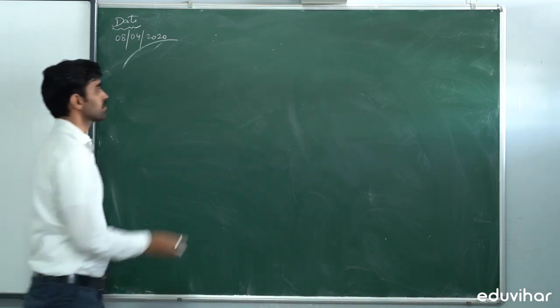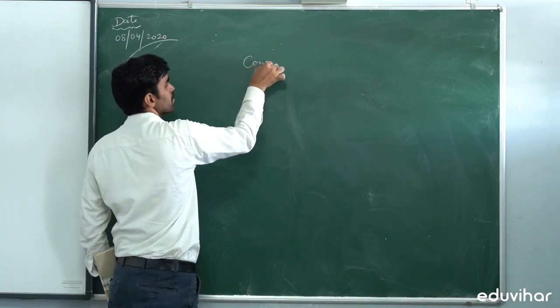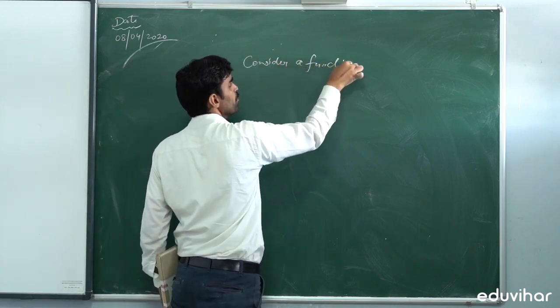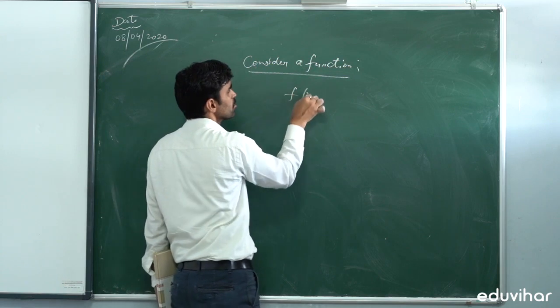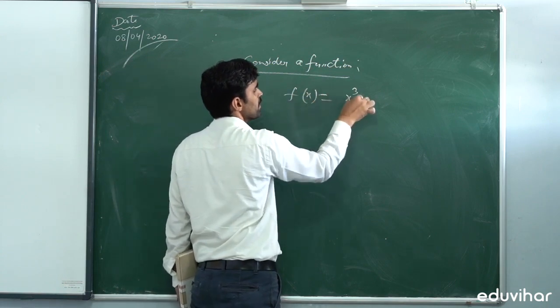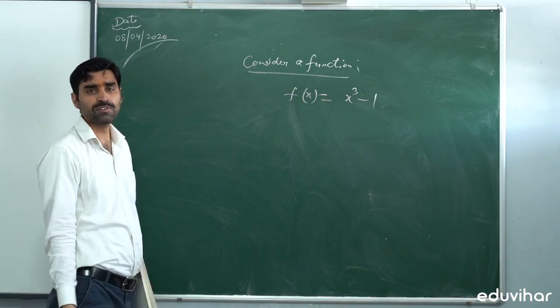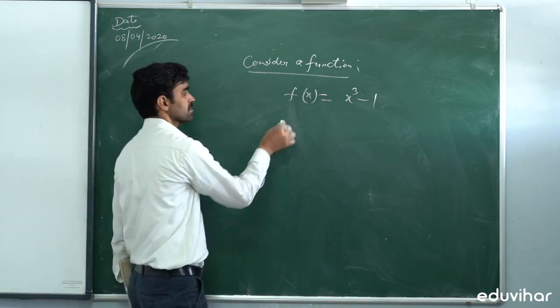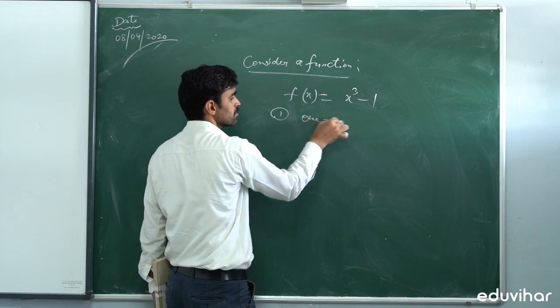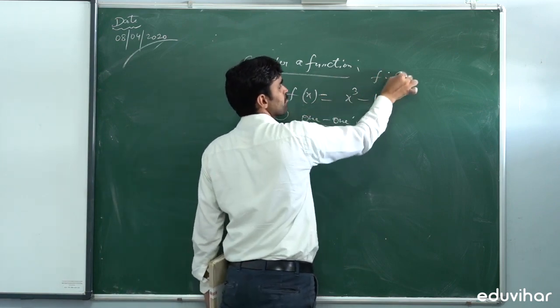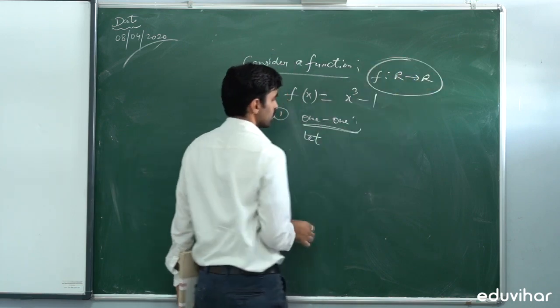Consider a function, the cubic function f(x) equal to x cube minus 1. Then we have to define here one-one, onto, that is inverse function. First is one-one. Let the function be defined from the set of real numbers to the set of real numbers.